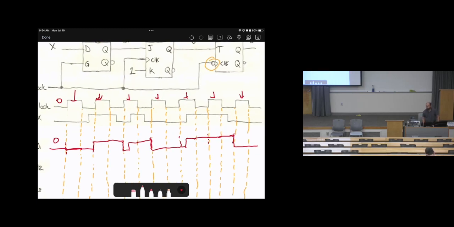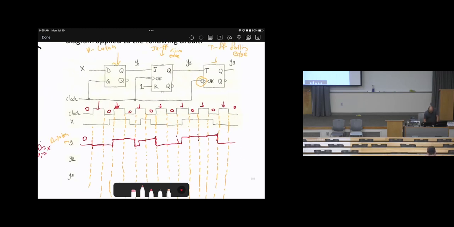Okay, does this make sense? This is the D latch. Basically, during the off times, when the clock is zero, it will hold. Look at the arrows: when the clock is one, you will copy the waveform of D. Okay? So this is for the first one.